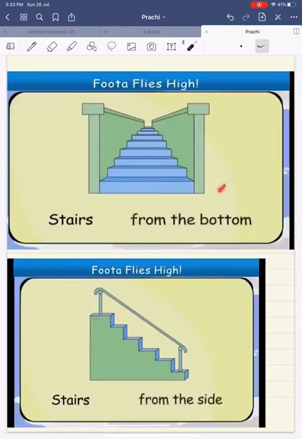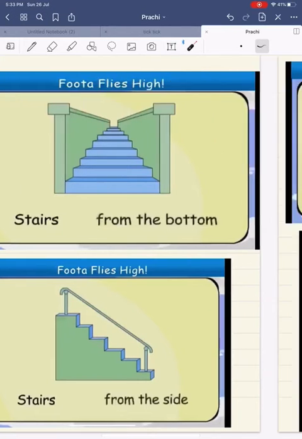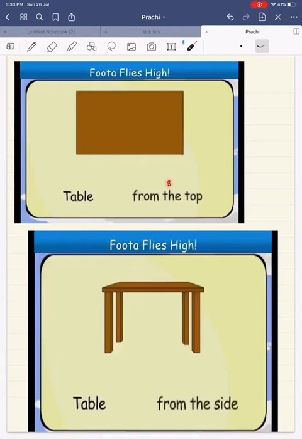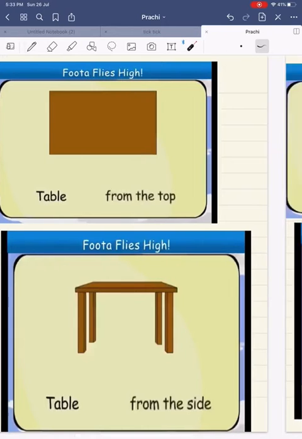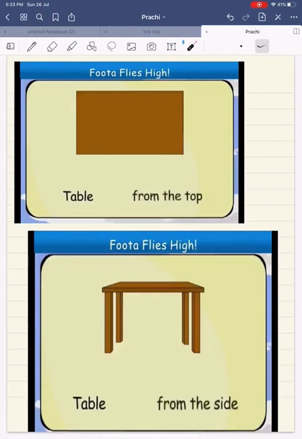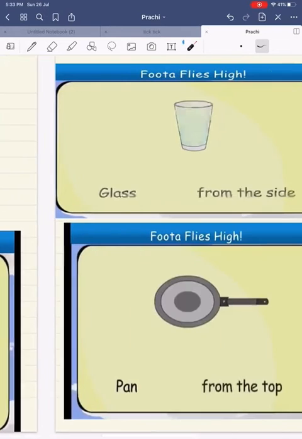Now see, here are the stairs. From the bottom, अगर आप नीचे खड़े हो, बॉटम मीन्स नीचे खड़े हो, तो आपको अपनी स्टेयर्स कुछ इस तरह से दिखाई दे रही है. But if you look at the stairs from the side, तो स्टेयर्स आपको इस तरह से दिखाई देती है. This is the top view of a table and side view of the table. Okay. From the top you can't see legs of the table. आप अगर टॉप से देखोगे तो टेबल की जो लेग्स होती हैं, वो आप उसको नहीं देख सकते.